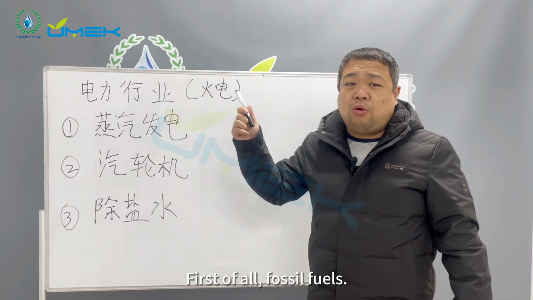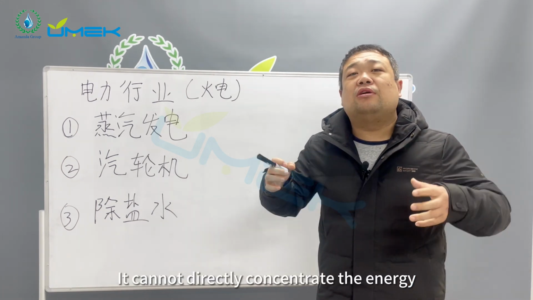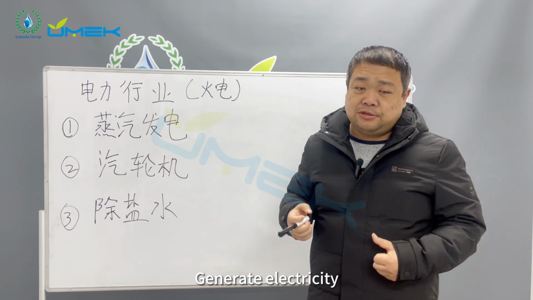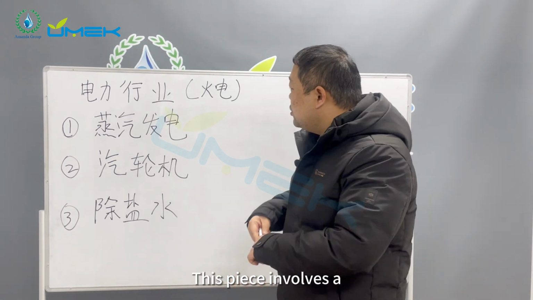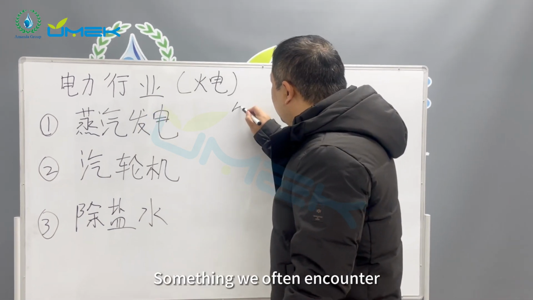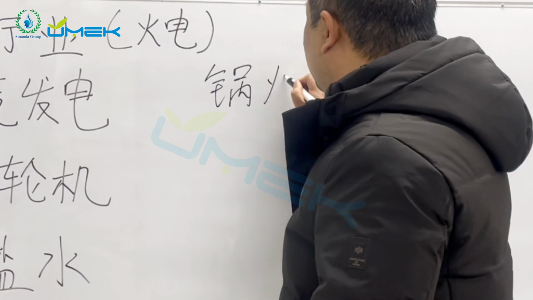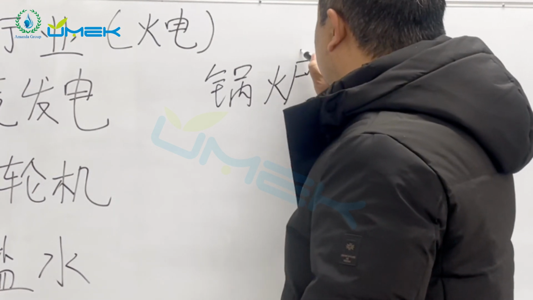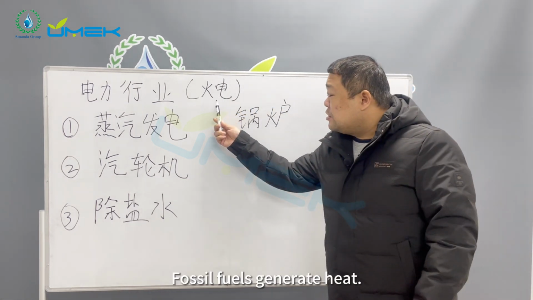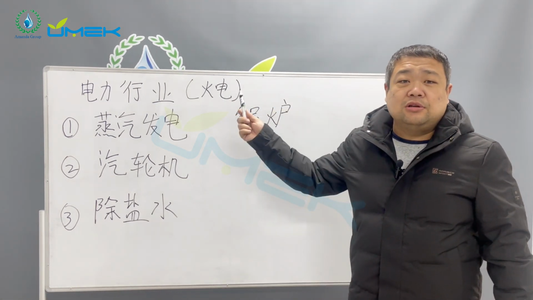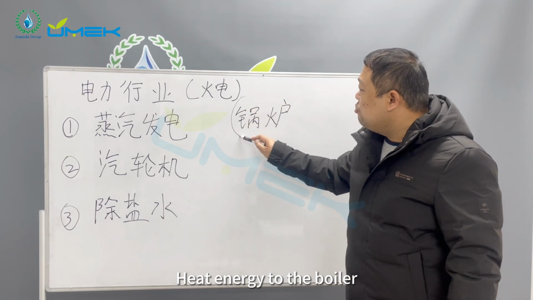First of all, fossil fuels cannot directly concentrate the energy to generate electricity. So how does it come about? This involves something we often encounter: the boiler. Fossil fuels generate heat. Combustion generates heat energy for the boiler.